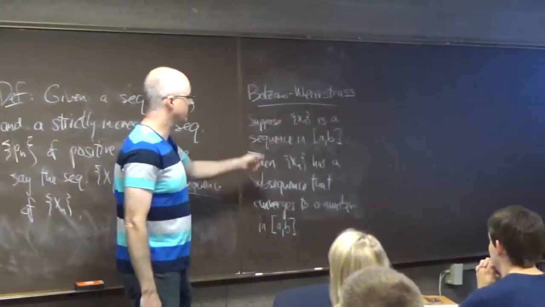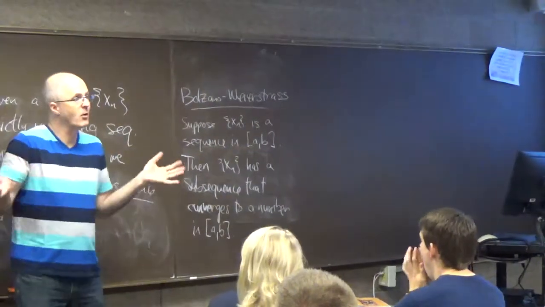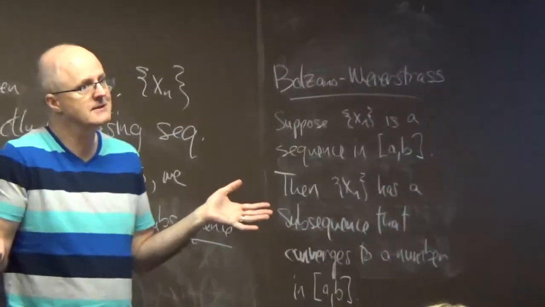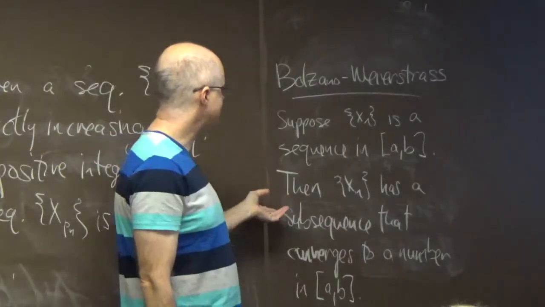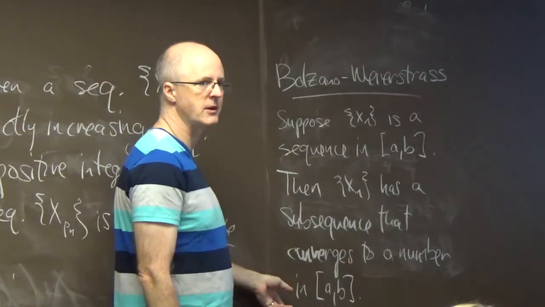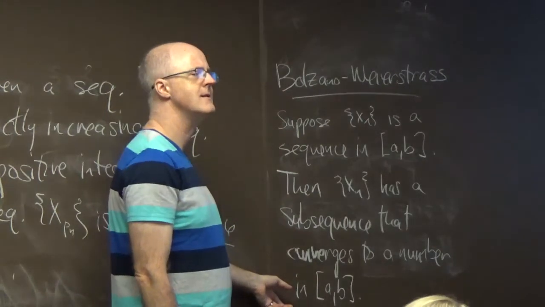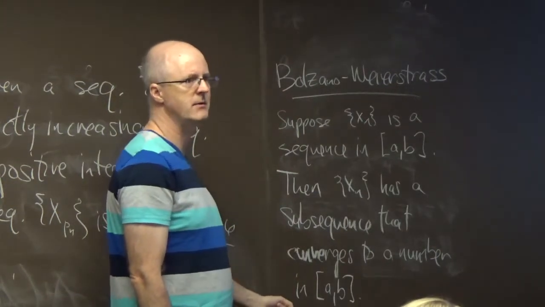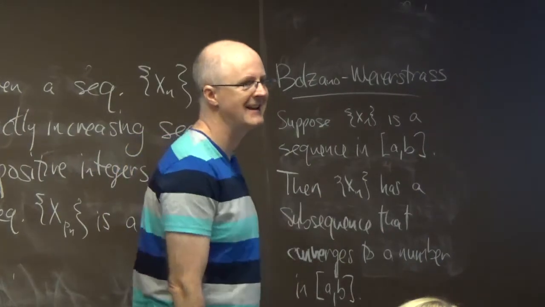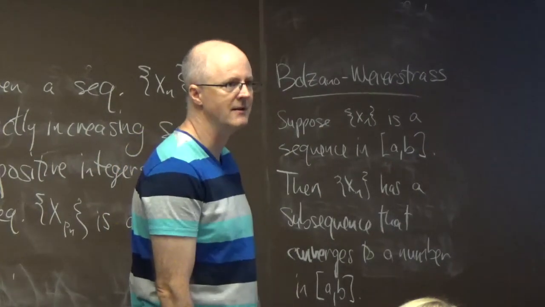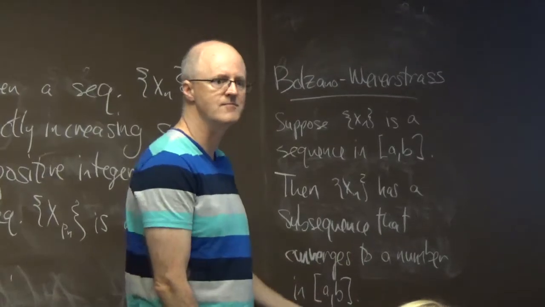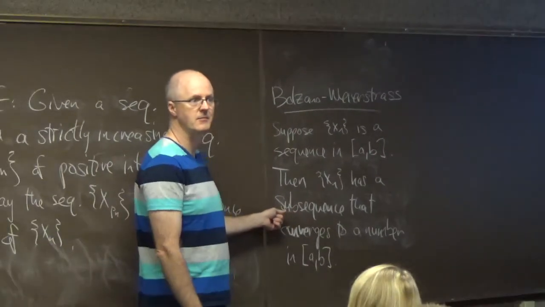Every sequence in an interval, monotone or not, this is more significant for non-monotone sequences, has a subsequence that converges to some number in the interval. You might say, well, big deal, who cares? Do you really care if there's a subsequence that converges? Yes, we will see, starting in chapter 3, there are important theorems that rely on this theorem for their proof.